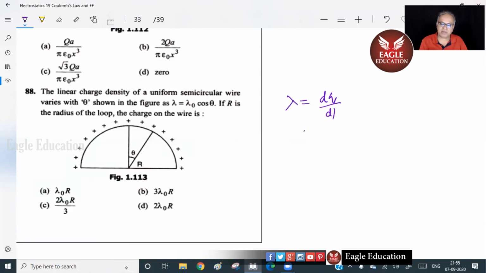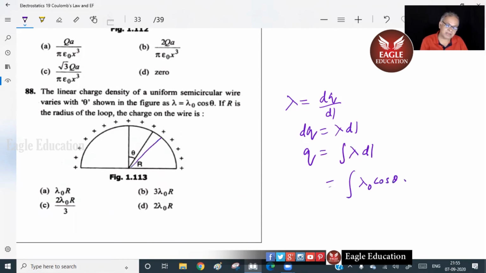So dq equals what? Lambda dl. So q equals what? Integral lambda dl. What is that? Lambda is lambda 0 cos theta. dl is what? If I take theta this side, this is d theta. This will be r d theta. So r d theta. Now I won't tell you the limits. Put the limits and get your value. Skip. Minimum thing you need to do is that.